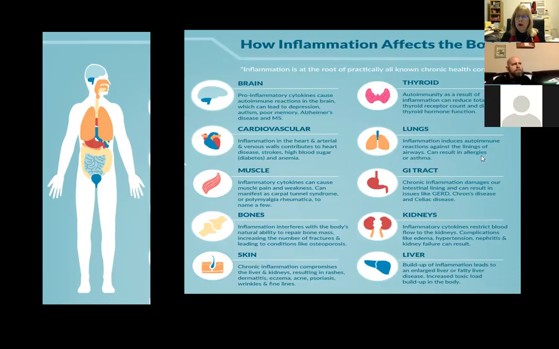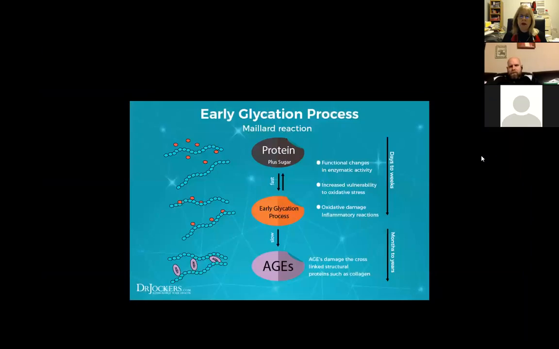With our kidneys, we can get kidney failure, and we can get high blood pressure because of inflammation in our kidneys, which are secreting things to help control our blood pressure and aren't working. And then probably the last one is the liver. We have more and more people that are developing fatty liver disease as a result of inflammation.